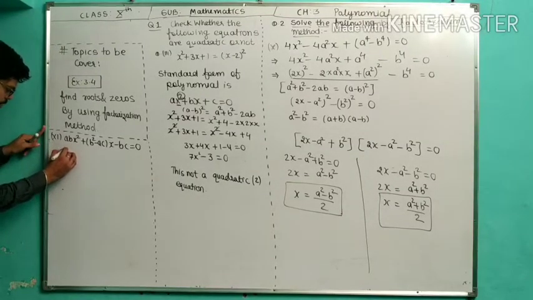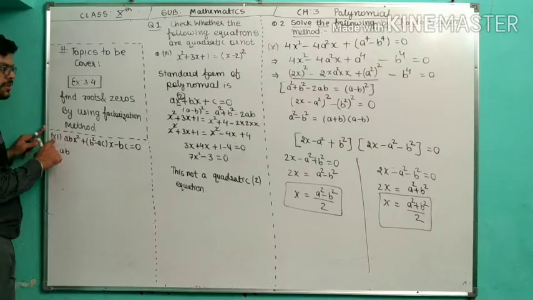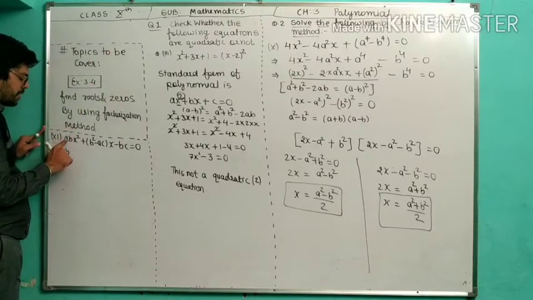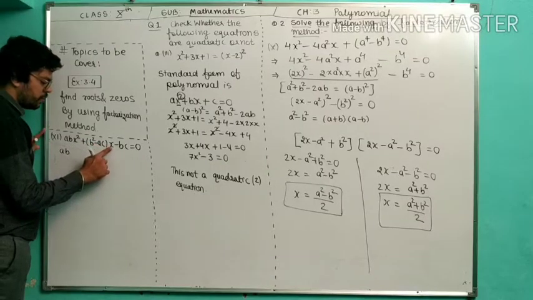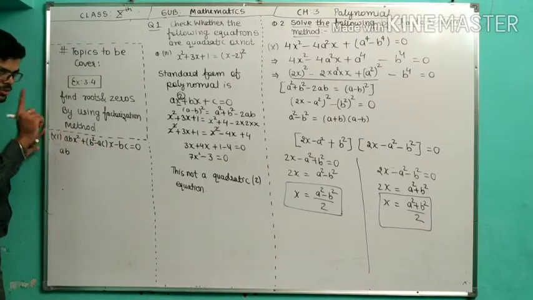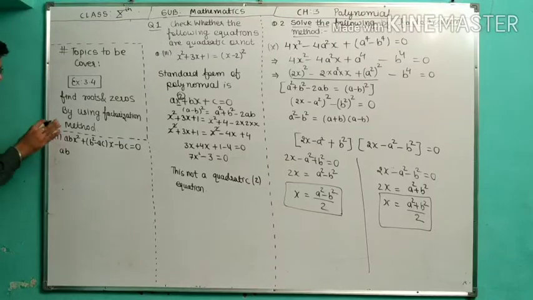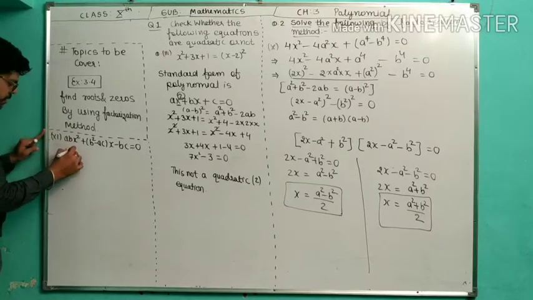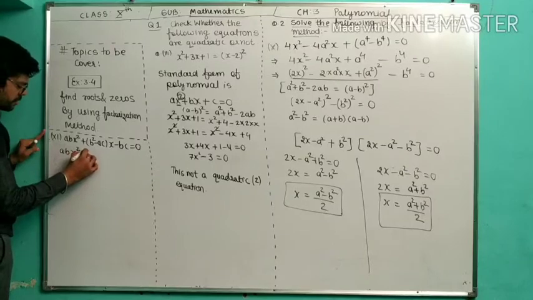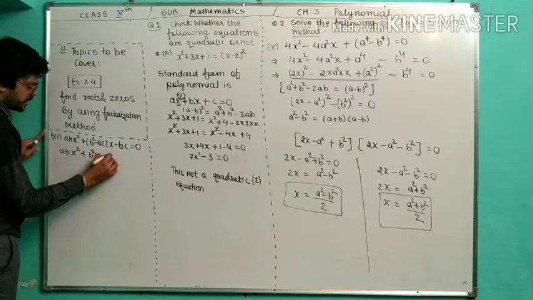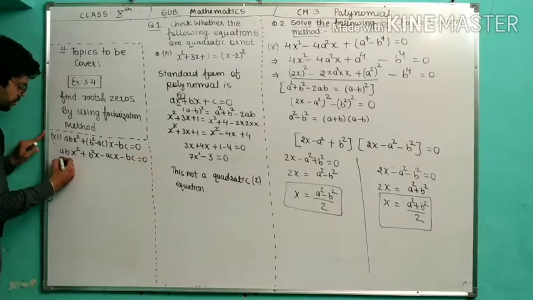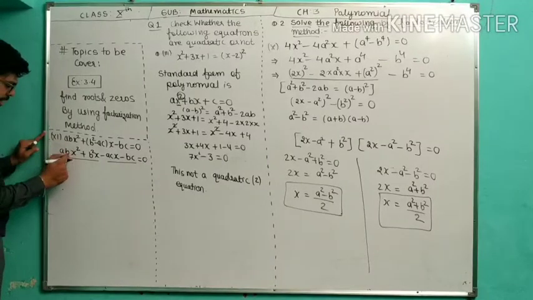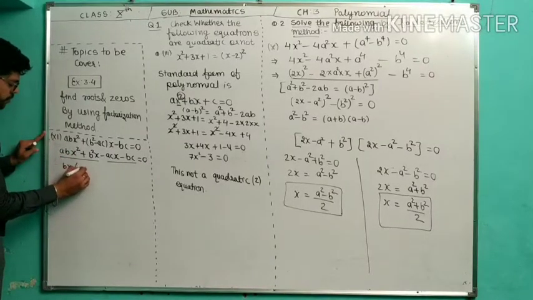So what we have to do here in question number 11, the second question, 11th part: abx² + (b² − ac)x − bc is equal to 0, and we have to find the roots by using the factorization method. So abx² + b²x − acx − bc is equal to 0. We got two pairs. So what is common here? You can see that bx is common. So I have taken bx common here.